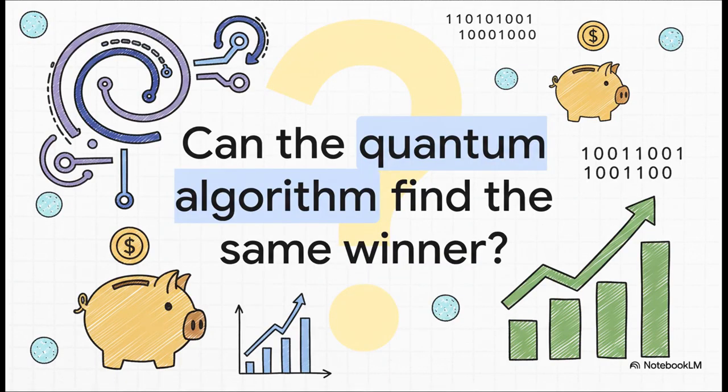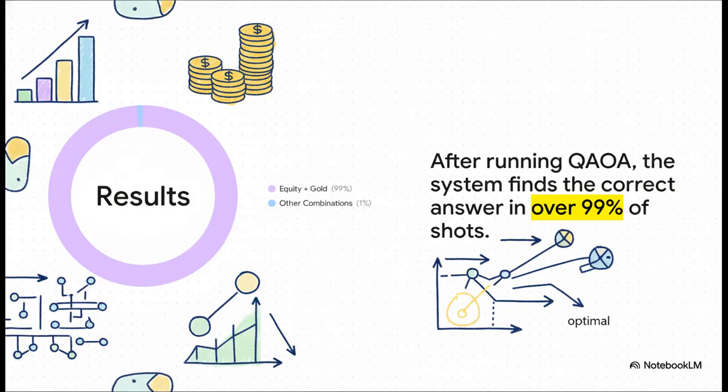So this is the moment of truth. Can our quantum algorithm, which isn't checking things one by one, but is exploring this whole landscape of possibilities at once, can it land on that same single best answer? And the answer is a huge yes. I mean, look at this. It's not even close. After we run the QAOA algorithm and measure the result, over 99% of the time, the answer it spits out is the correct one: equity and gold. The quantum approach worked. It navigated that whole complex space and absolutely nailed the landing.